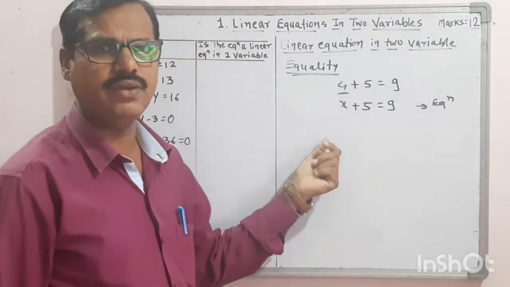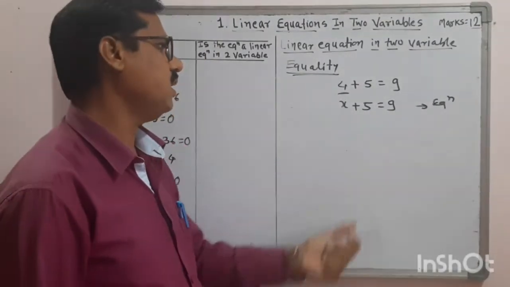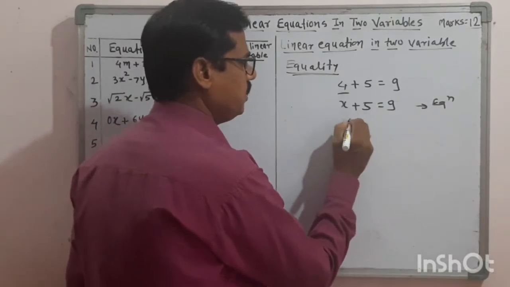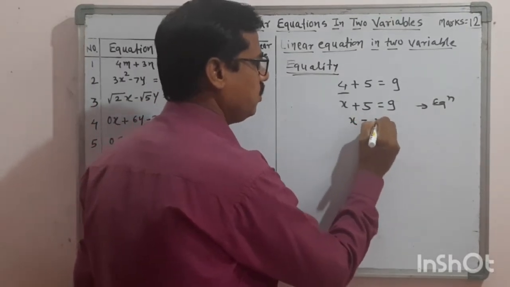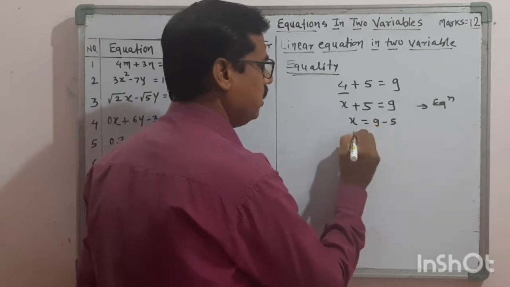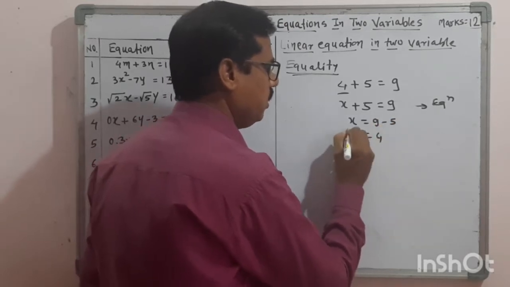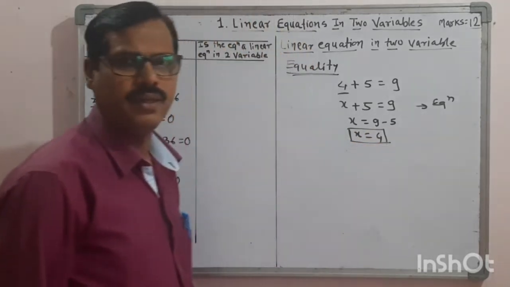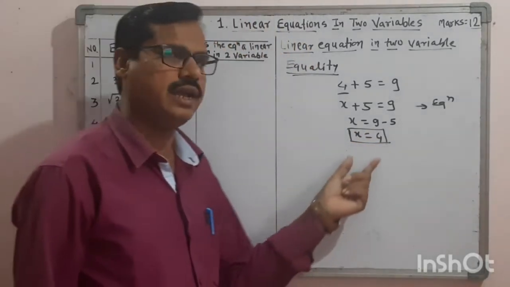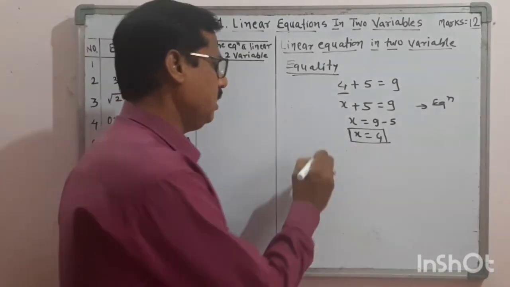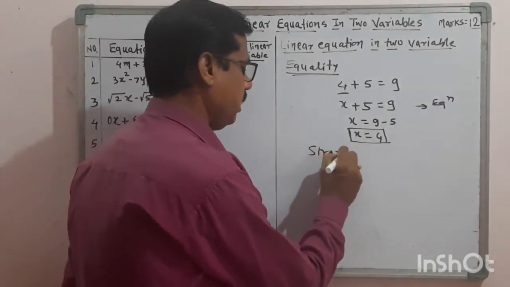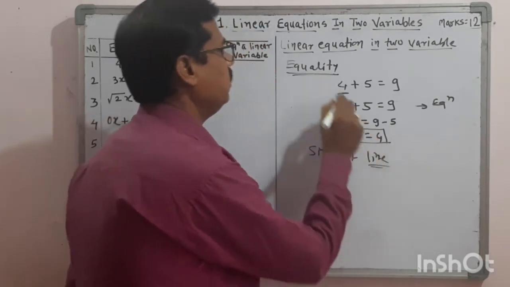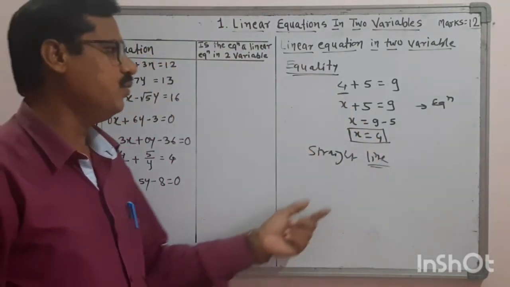Why is it called a linear equation? If we solve it first, what we get here is x is equal to 9 minus 5, that is x equal to 4. And if we draw the graph of x equal to 4 on graph paper, we get a straight line. Therefore this word, it is line. Therefore this is the linear equation in one variable.